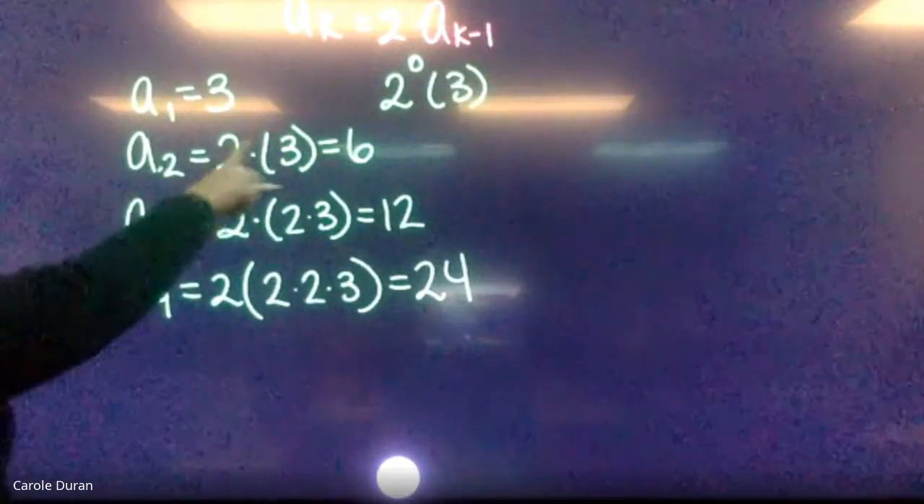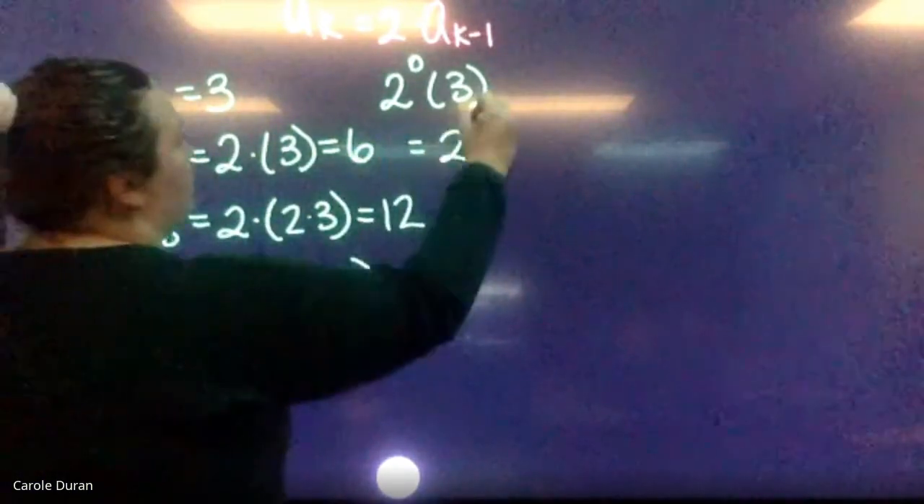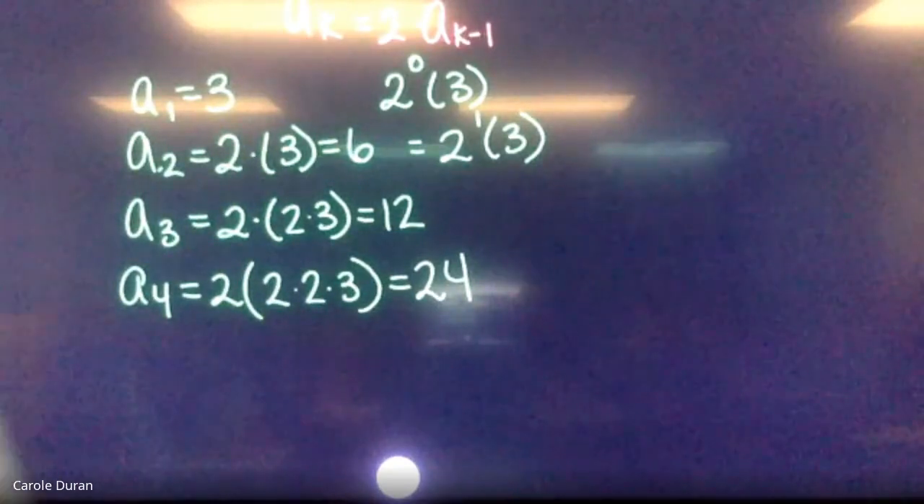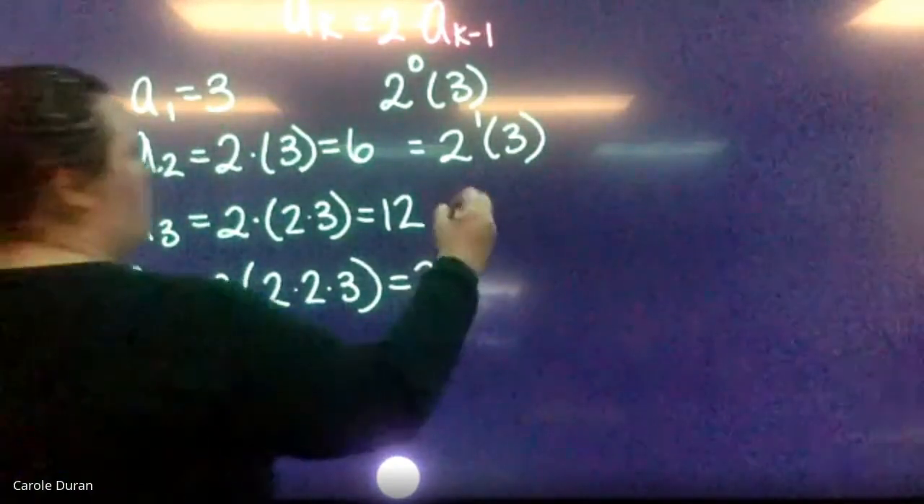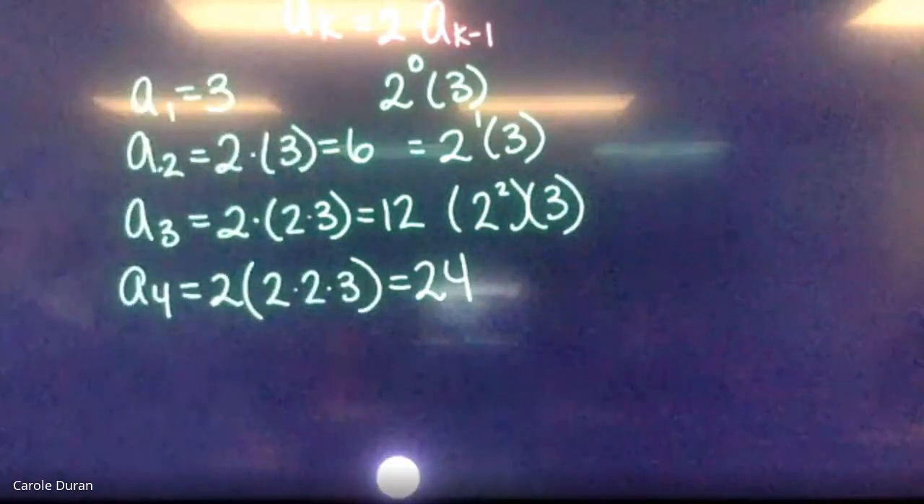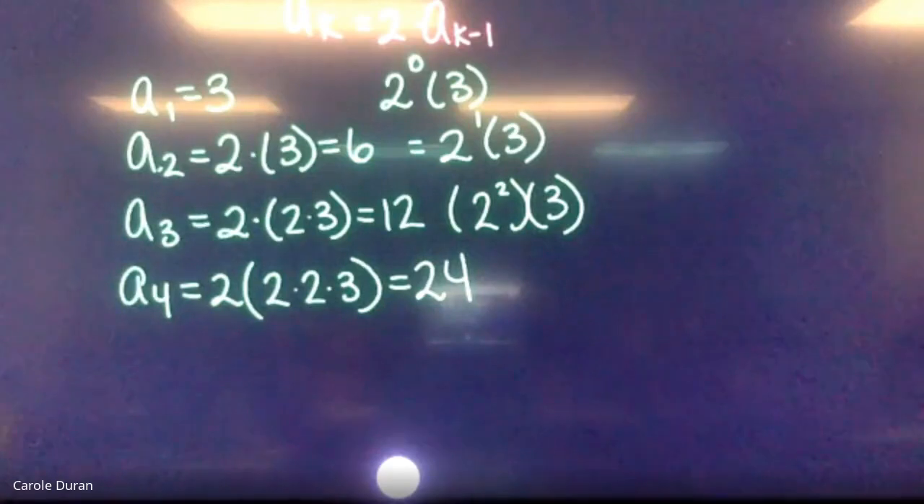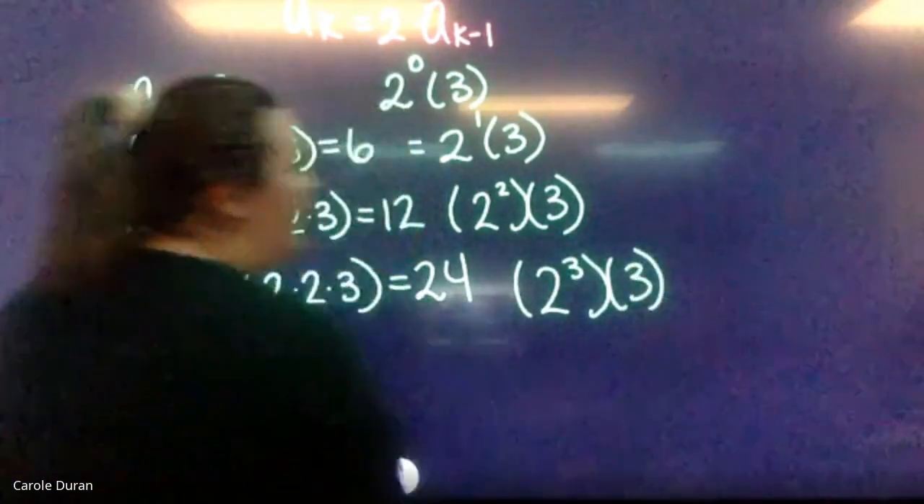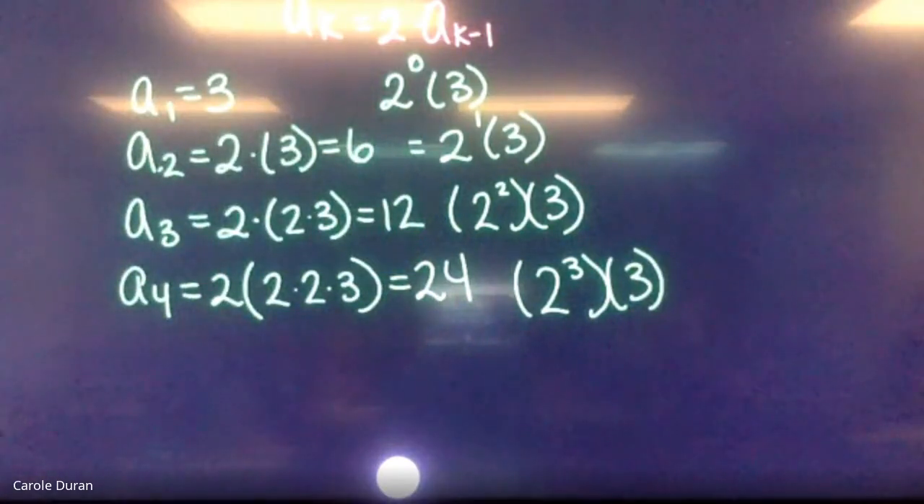This one was 2 times 3, so this is the same as 2 to the 1 times 3. A3 was equal to 2 squared times 3, because I had 2 2's there. A4, how many 2's did I have? 3. Are we noticing a pattern between the number of 2's and the term value I'm trying to find? Yes, what is it? 1 less. It's 1 less than the term number I'm trying to find.